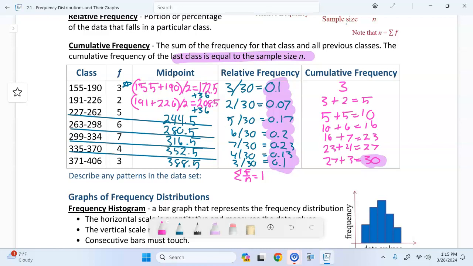When we want to describe patterns in the data set, we're looking for a couple things numerically. What class is the largest frequency? What class is the smallest frequency? Is there a group of classes that contain most of the data? Is there a class that has an unusually high or low amount of data? Okay, looking for any type of those numerical trends, for things that are in common or things that are out of the ordinary. So what are some trends that we see with this data?